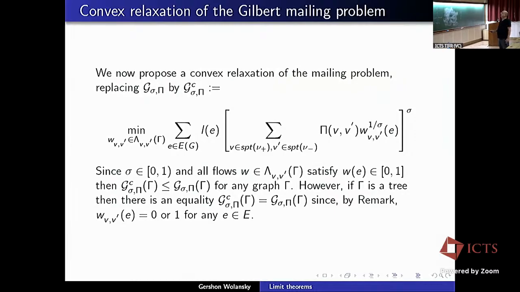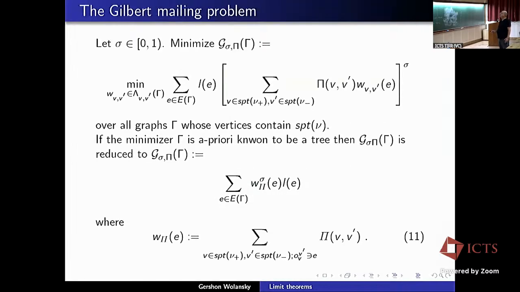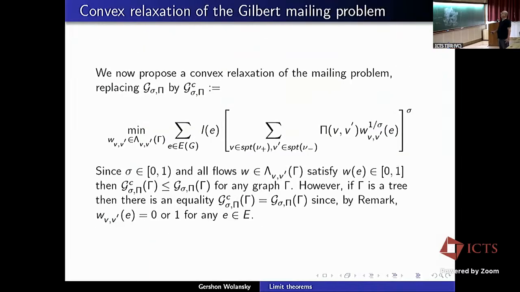And if it turns out that this measure is supported on a tree, then it is precisely this one. Why? Because on a tree, all W are either 0 or 1. So we can take the power of 1 over sigma, and it will not change it, right? It will be the same.